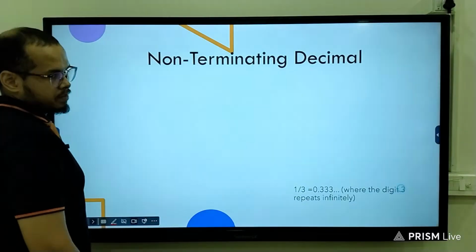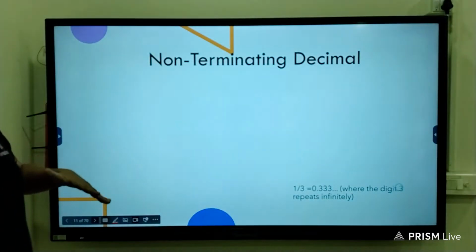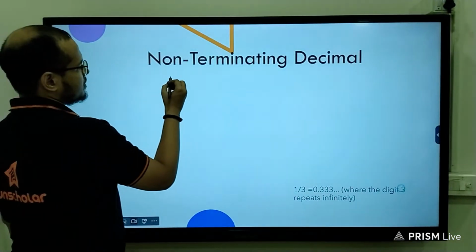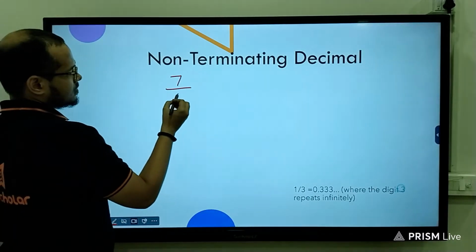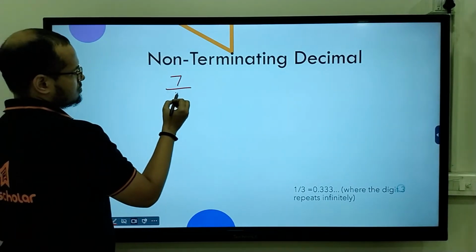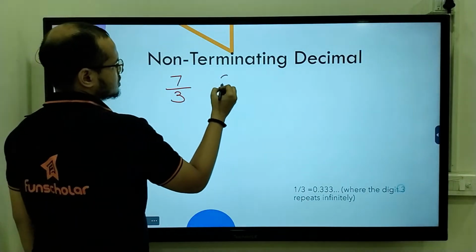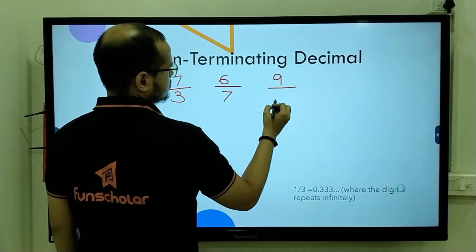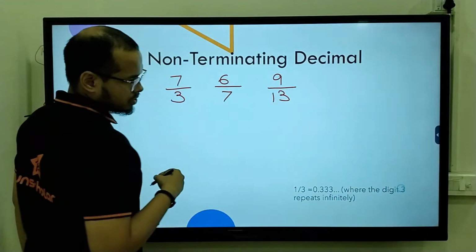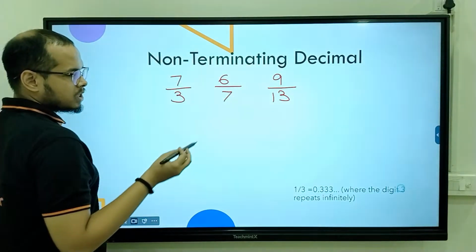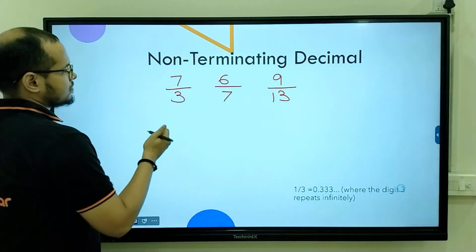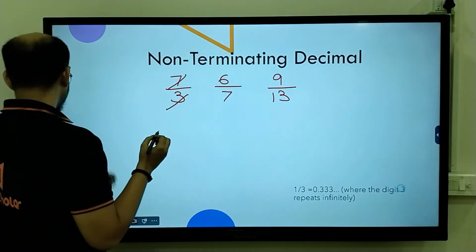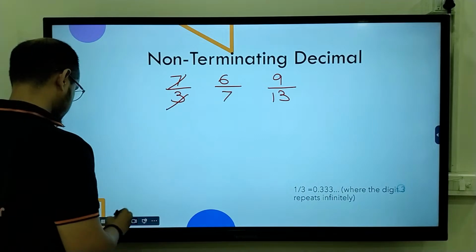Now, for non-terminating decimals, if the denominator is anything other than a multiple of 2 or 5, for example, if I write 7 by 3 or 6 by 7 or 9 by 13, the denominators are not multiples of 2 or 5. So let's find out for this one. Let's divide this. Let me show you first.